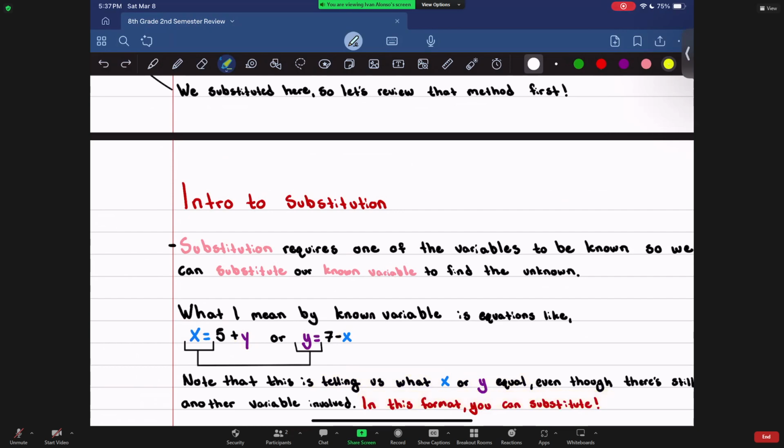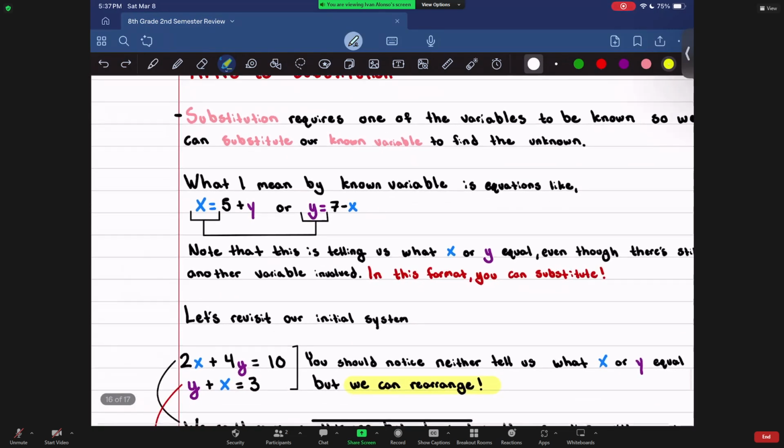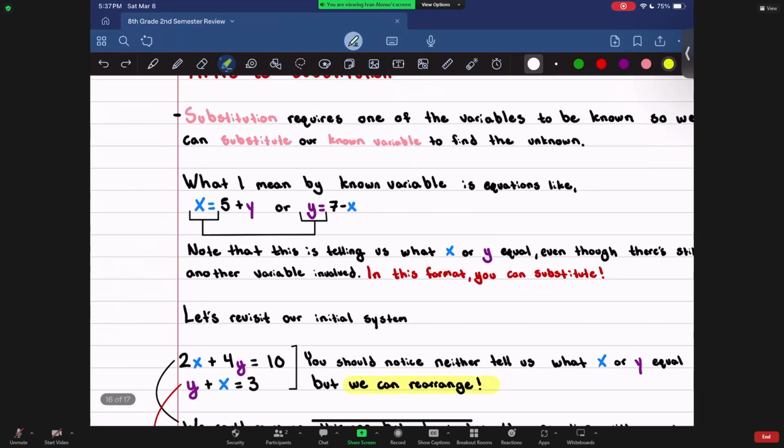So knowing that, you can actually substitute and start solving. So let's start getting into that, right? We're revisiting the initial system. It's the same one we've been working with. So we have 2x plus 4y is equal to 10. We have y plus x is equal to 3. You should notice neither of these tell us what x or y is equal to, right? They tell us that y plus x is equal to 3, and that 2x plus 4y is equal to 10. But they don't say anything like y is equal to this or x is equal to this.